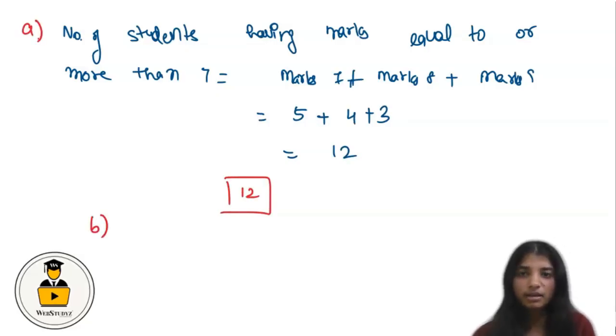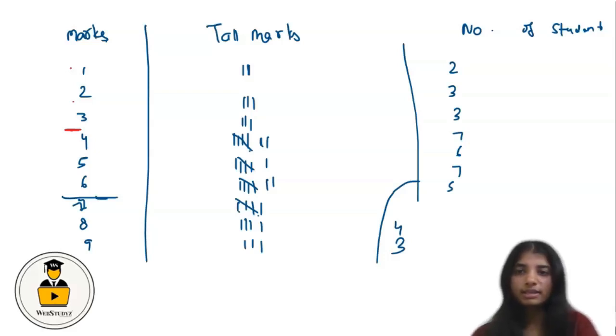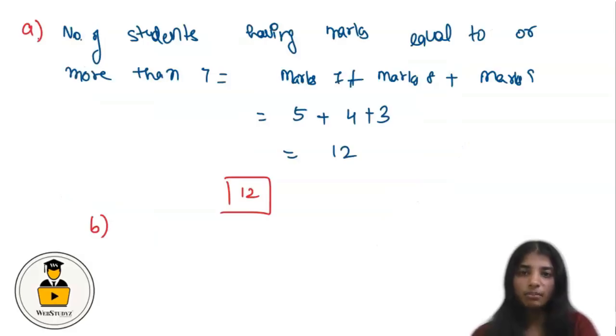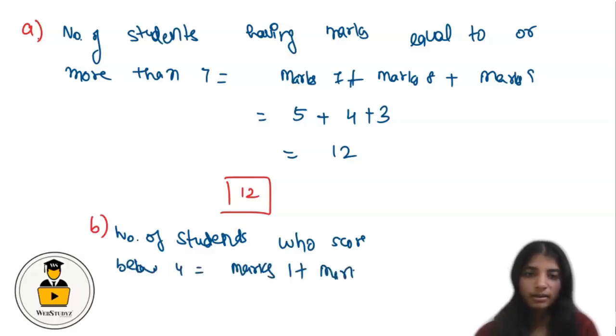Now let's discuss part B. In part B, we have to find out how many students score marks below 4. So below 4 means the students who scored either 1, 2 or 3 marks. So we can say that the number of students who score below 4 is equal to the number of students who have mark 1 plus mark 2 plus mark 3.